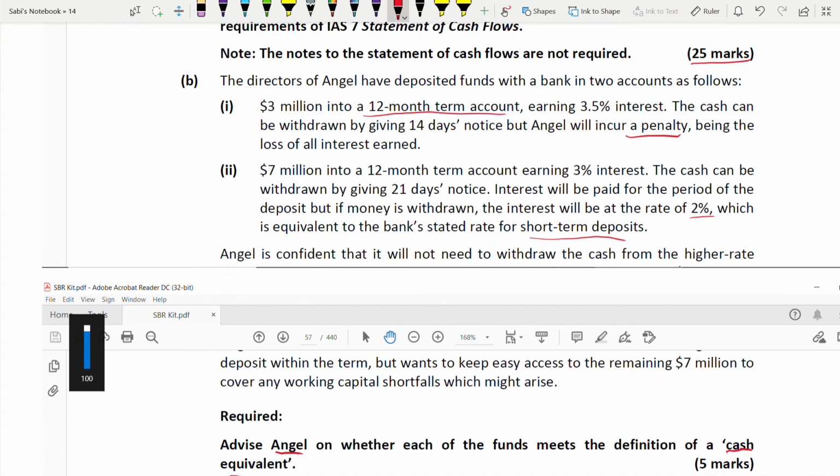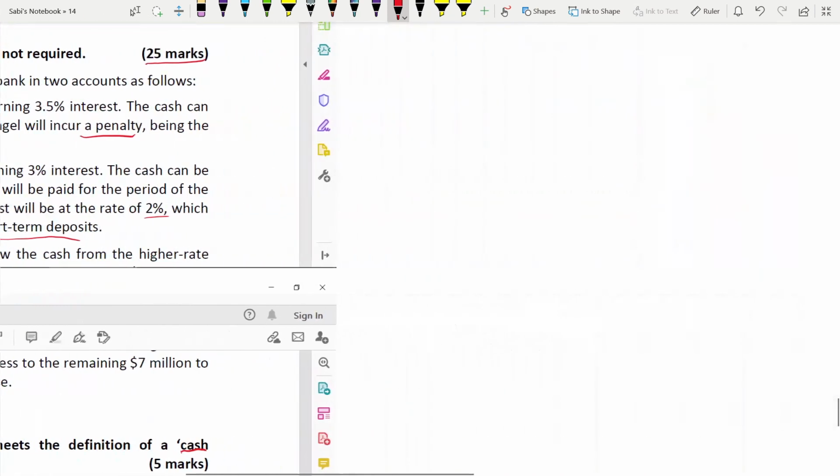Angel is confident that it will not need to withdraw the cash from the higher rate deposit within the term, but wants to keep easy access to the remaining 7 million to cover any working cash shortfalls which may arise. That means they might need the second one, this 7 million, to cover their working capital shortfalls. Okay, she's confident that they might not need the 3 million 12-month term account, the first deposit. Okay, so it looks like that first one will not be classified as cash equivalent. The second one might be classified as cash equivalent. We'll see the answer.